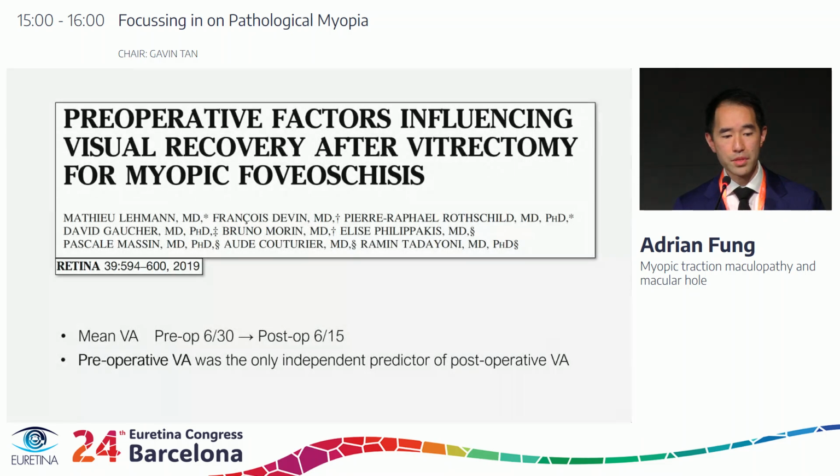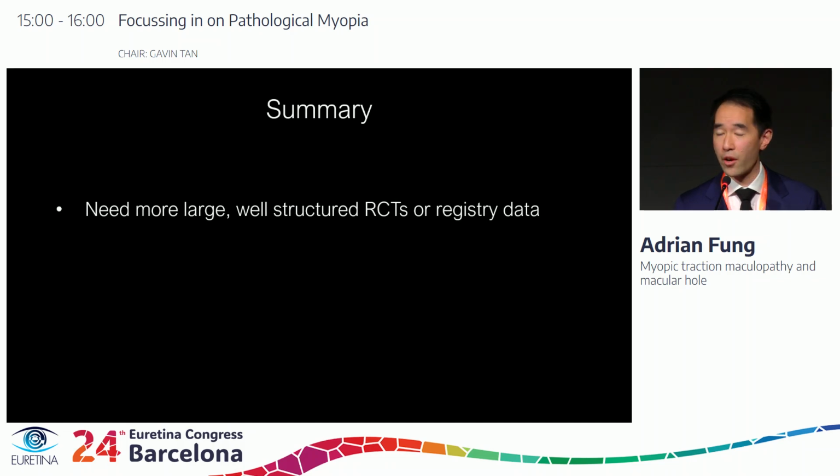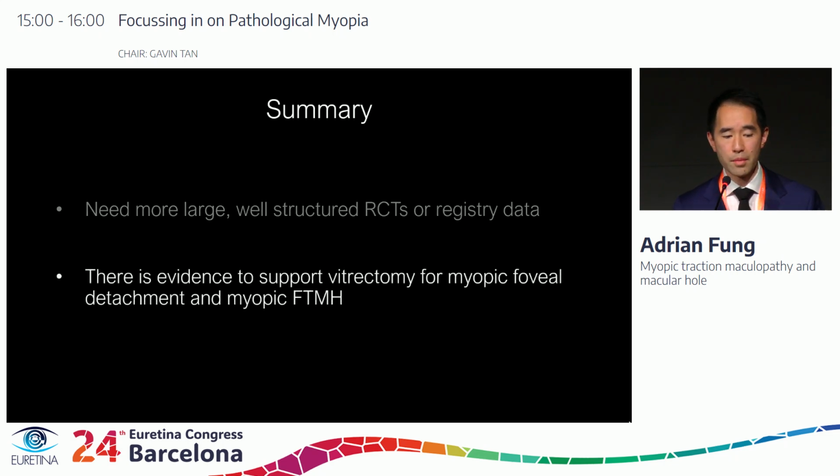If we look at outcomes of patients who undergo vitrectomy surgery for myopic foveoschisis, on average from this study, there was an improvement from 6/30 to 6/15, and the only independent predictor of post-operative visual acuity was the pre-operative visual acuity. So this is an area that still requires more large, well-structured randomized controlled trials and registry data. But I think at the moment the evidence does support that vitrectomy is useful for the treatment of myopic foveal detachment and myopic full thickness macular holes.